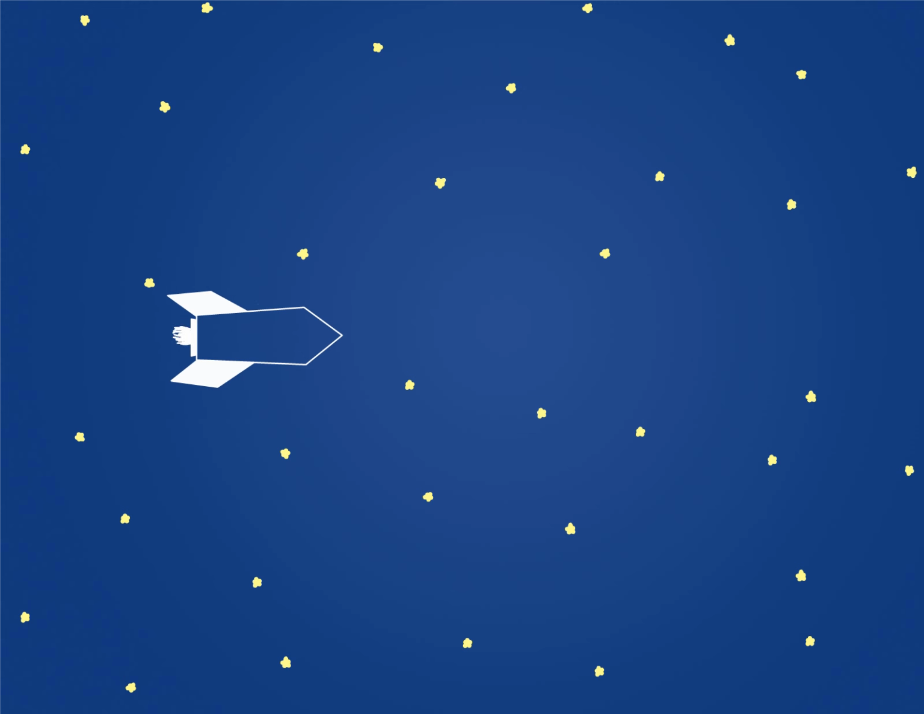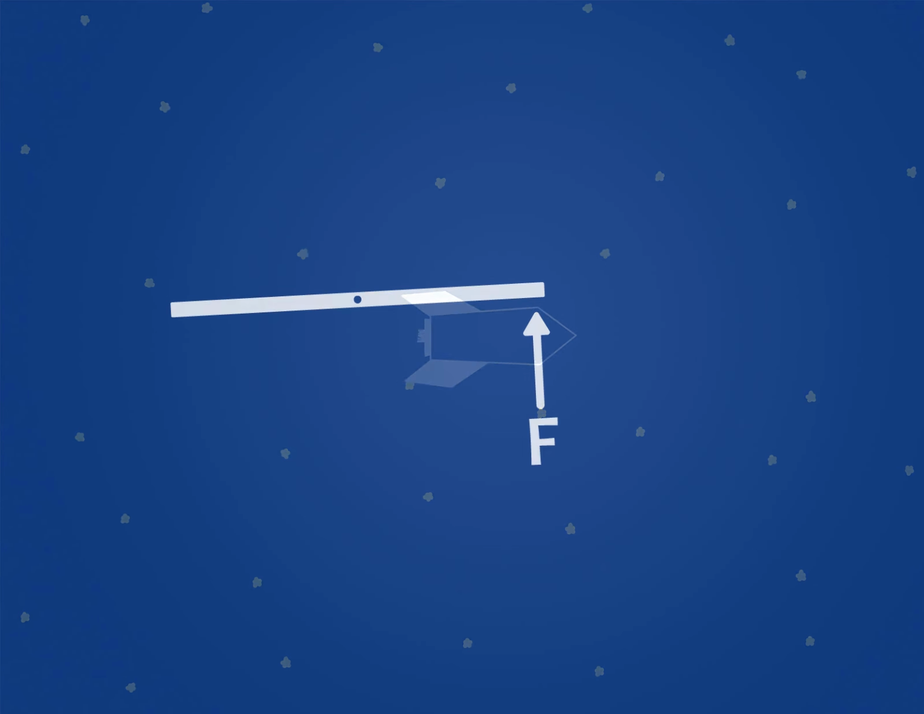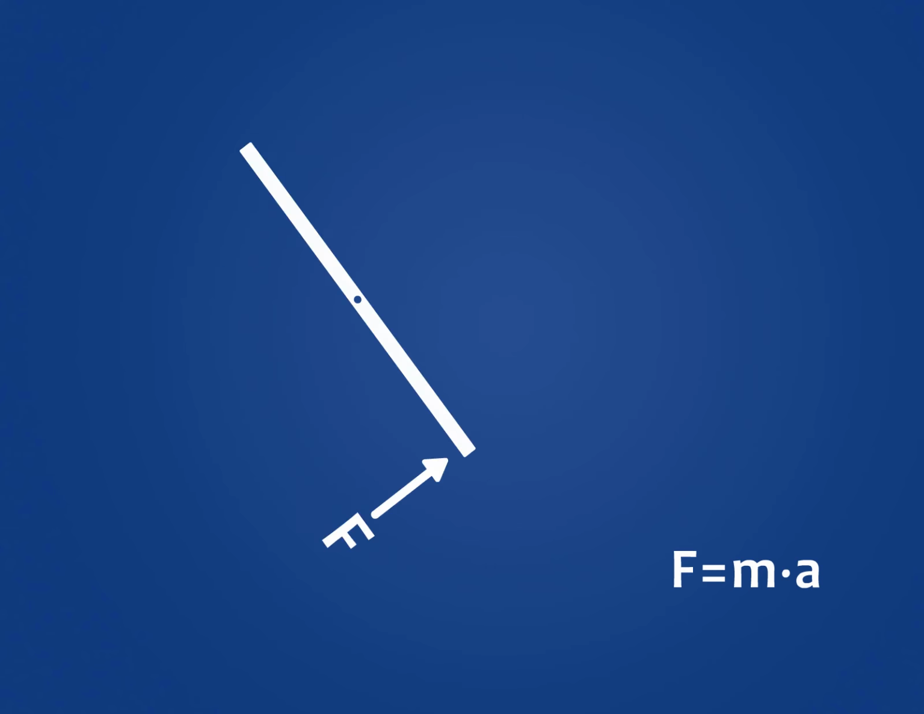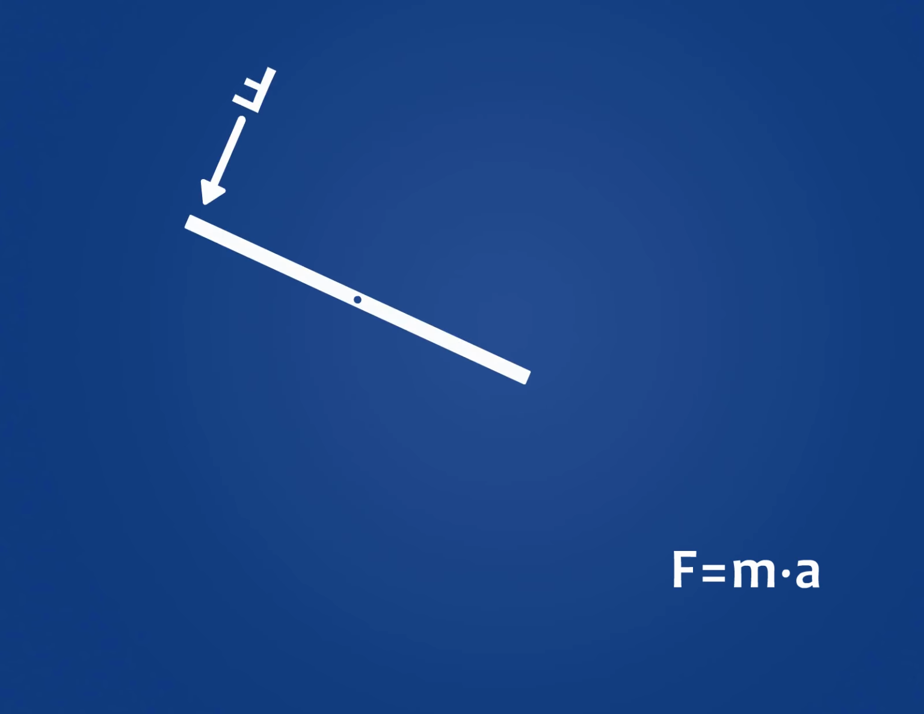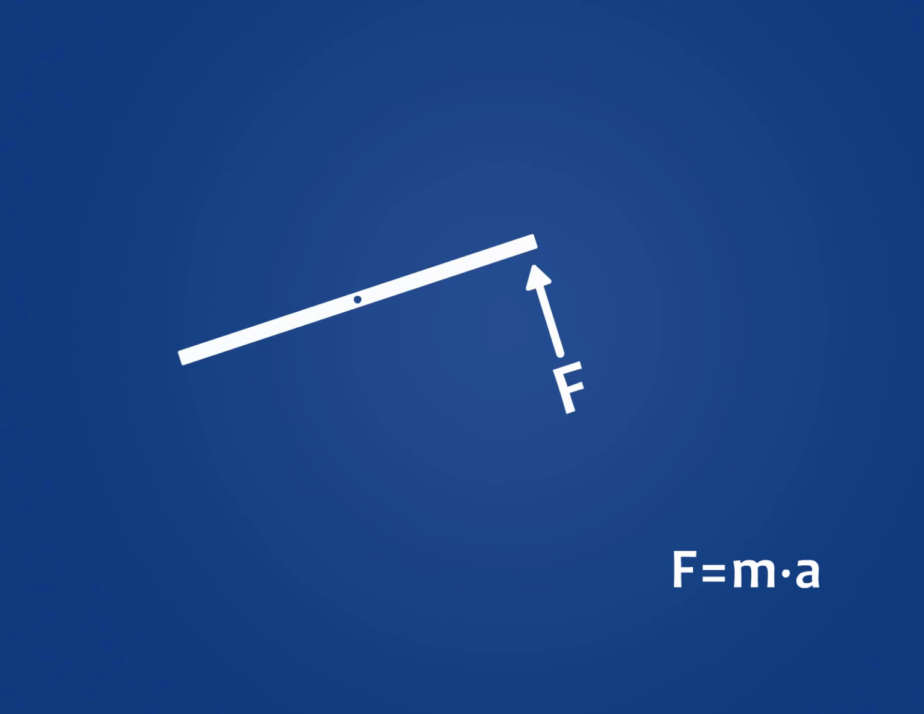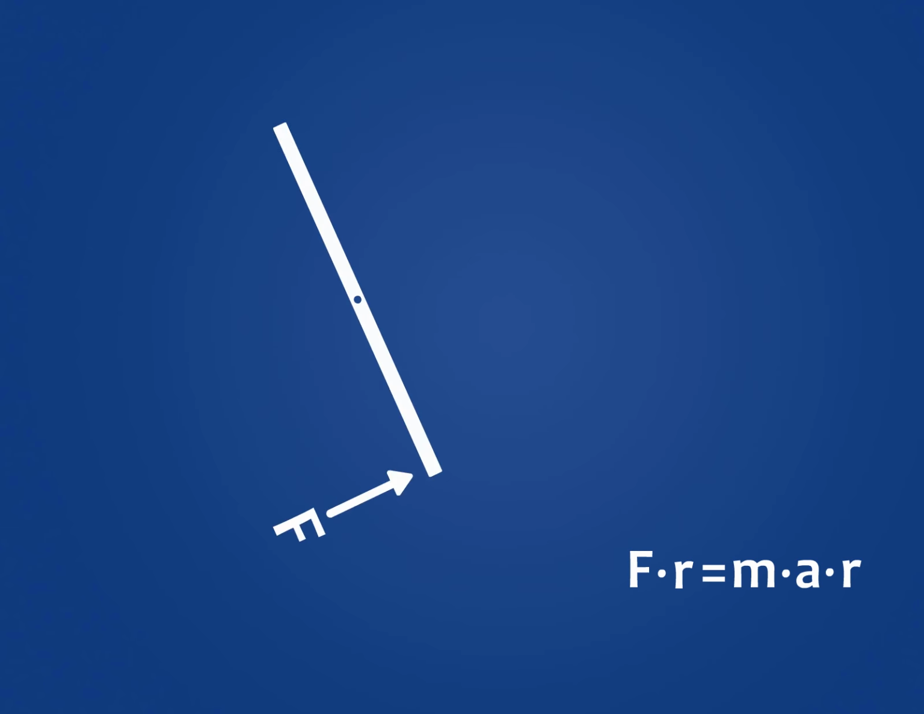Even though it has nothing to push against, the law of conservation of momentum will help the rocket to propel forward. Imagine a rod that is pinned at its center and assume that there is no friction. If a force is applied to it, it will spin. So based on F = ma, when a force is constantly applied to it, the rod will accelerate, and the moments about the rod will be F times r equals m times a times r.